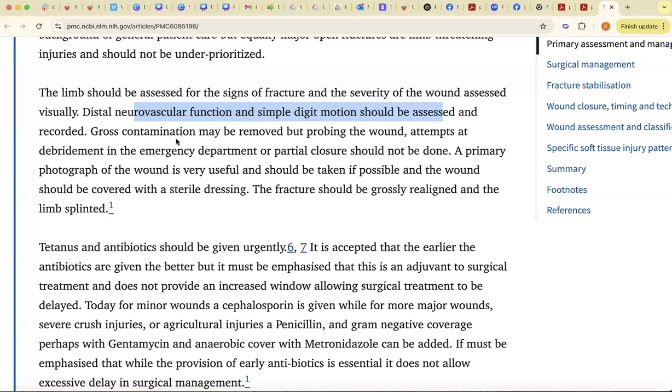Okay. Any gross contamination can be removed, but probing the wound or attempting debridement in the ED should not be done. So you don't do debridement on a patient who is in the emergency department without sedation, because it will hurt a lot, because this is an open fracture. Even if you touch that area, it will hurt like hell. So you will not do debridement in an ED. Gross contamination, like there is maybe a bit of clothes on the top of the fracture, then you can remove that. So gross contamination can be removed, but nothing like probing or touching the wound.